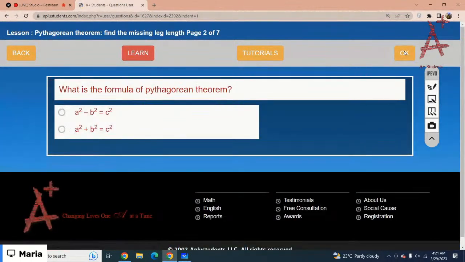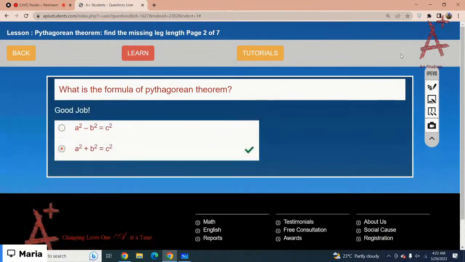Okay, what is the formula for the Pythagorean theorem? Which is the correct option? Option 1 or option 2? The formula for the Pythagorean theorem is: the square of the hypotenuse must equal the sum of the squares of the other two sides. Got it? So c is the hypotenuse. It would be c square equals a square plus b square. Got it? So option number 2 is the correct option.